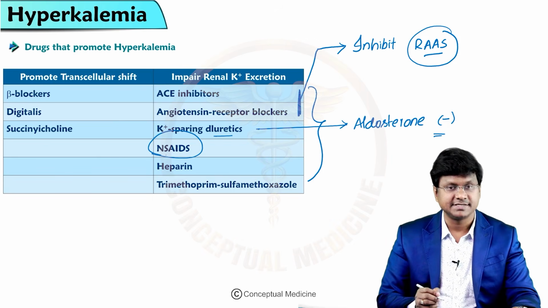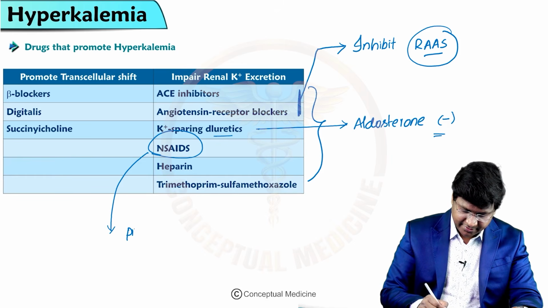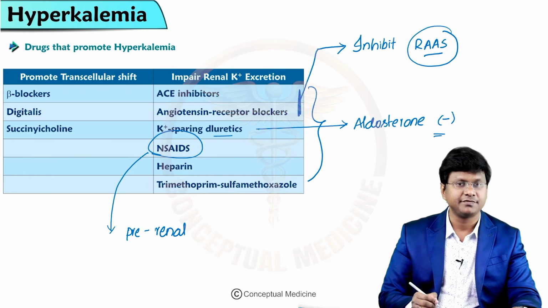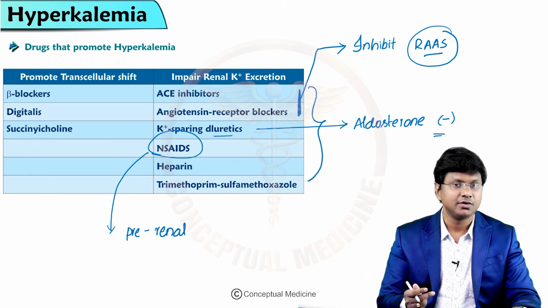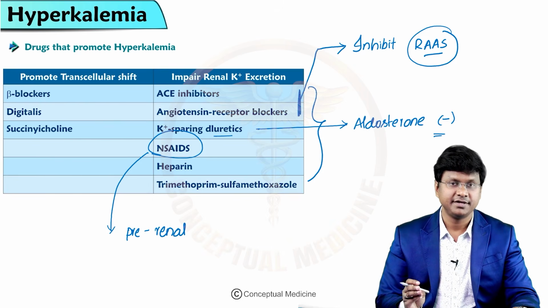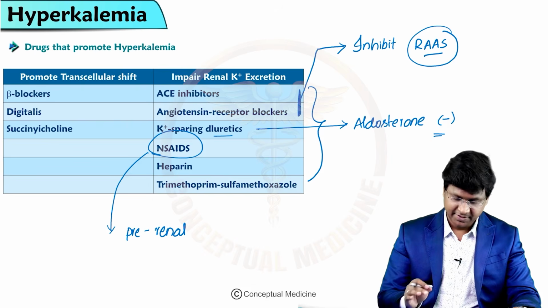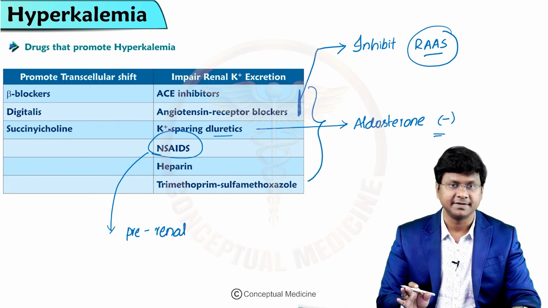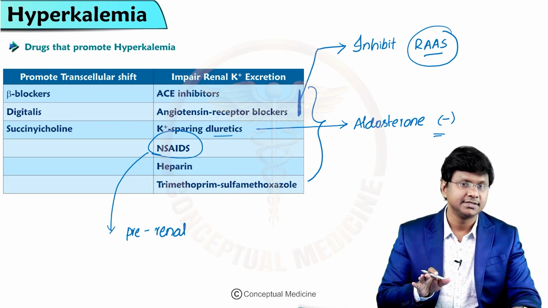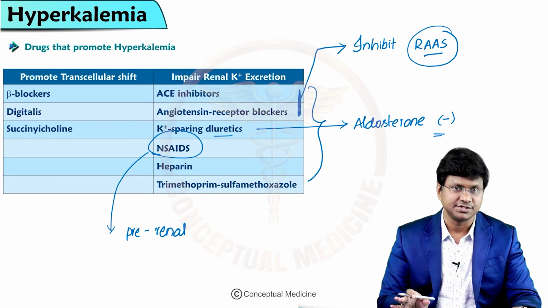And you take the NSAIDs, non-steroidal anti-inflammatory drugs. These are responsible for pre-renal type of acute renal failure, or they can also cause papillary necrosis. Whenever there is development of pre-renal acute renal failure, or renal papillary necrosis, the potassium excretion does not occur, and that will result in the development of hyperkalemia. So these are the drugs which cause impairment of the renal potassium excretion.